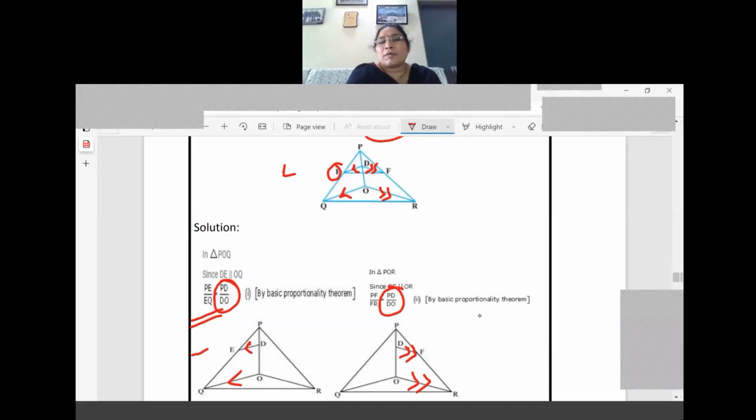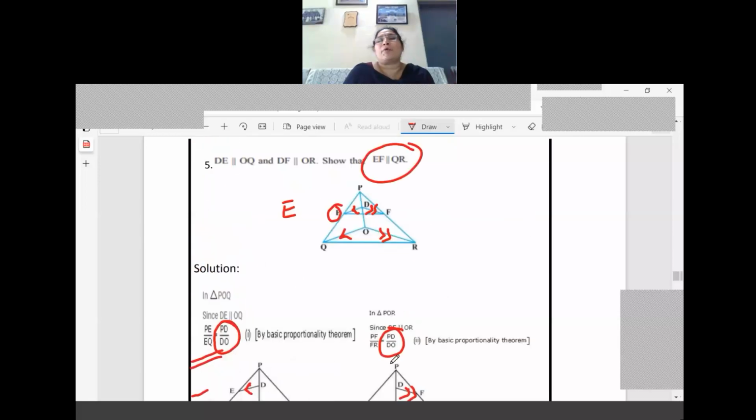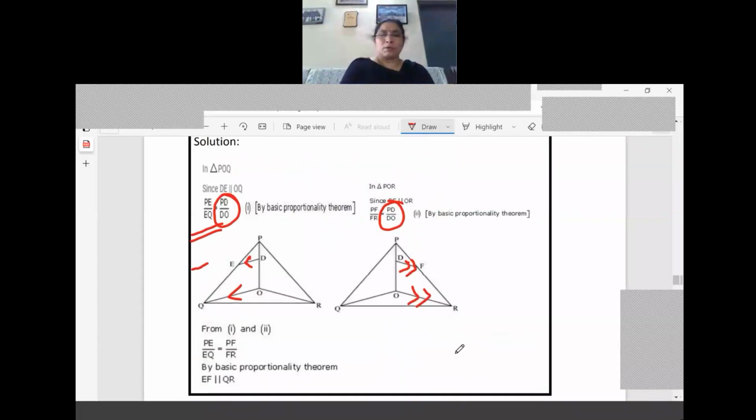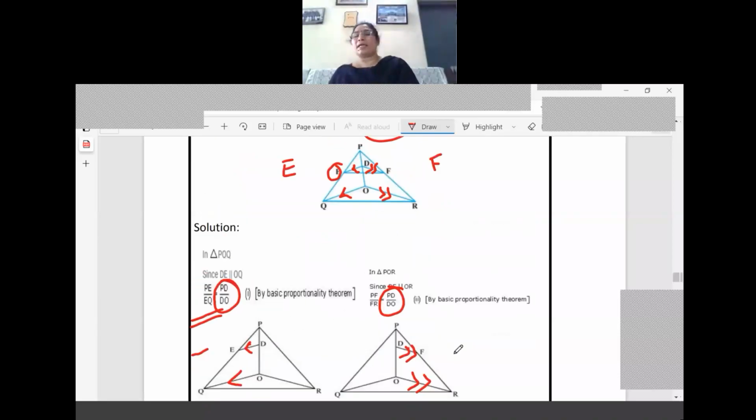E is the division point. Now the next part is PF by FR. So F is the division point here. Now the ratios are equal. We got PE by EQ equal to PF by FR only. So we already decided which is the division point.